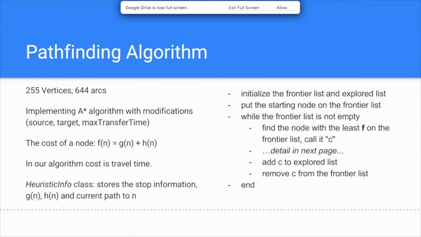We implement an A-star algorithm with small modifications, and the user provides the source ID, the target ID, and how many transfers she will tolerate. In the algorithm, our cost is travel time. We use a heuristic info class to store this additional information.